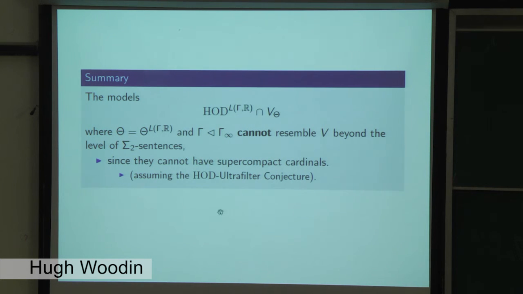So that means that when you formulate V is ultimate L, you can't use sigma 3 sentences, because clearly V has a supercompact and you can't reflect supercompact into these test models. So you better stick with sigma 2. That's it.